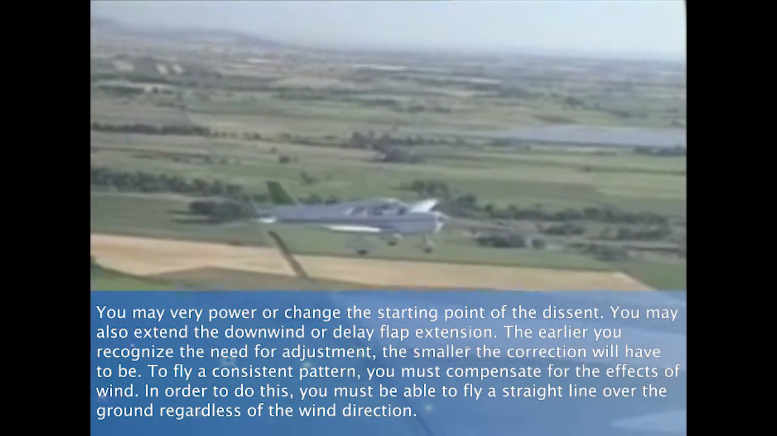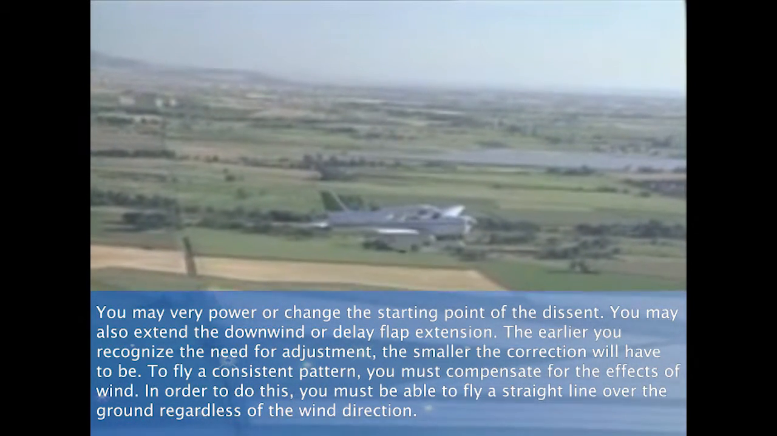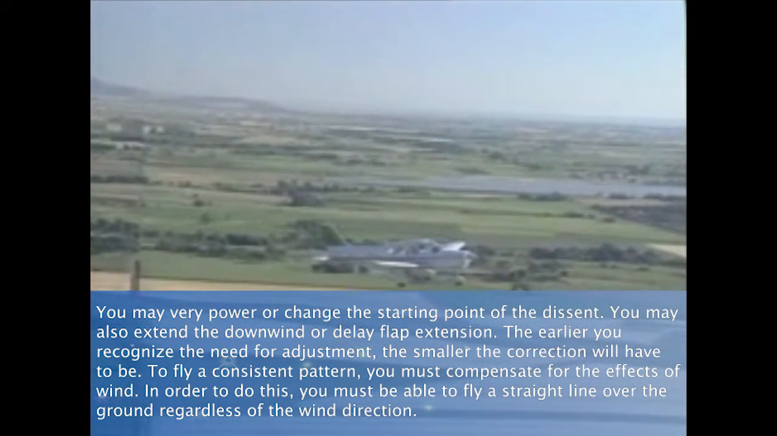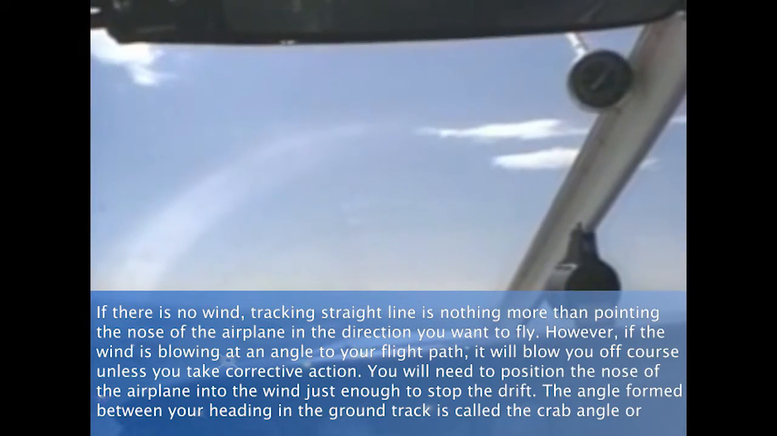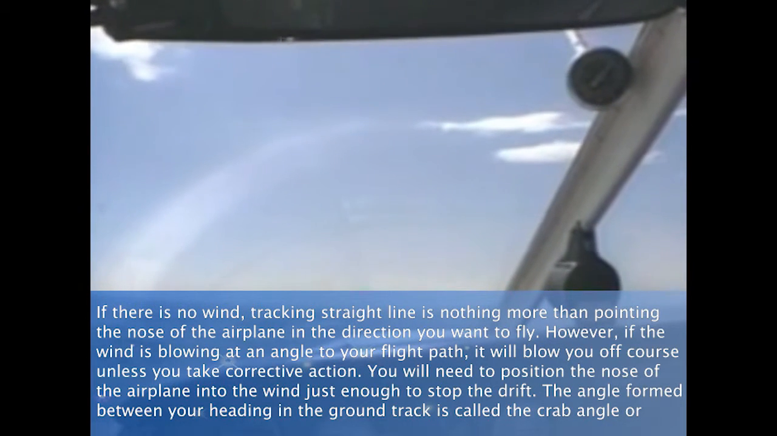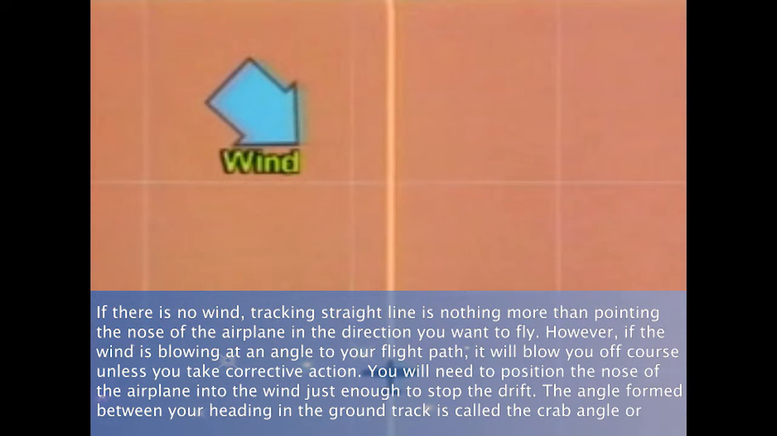To fly a consistent pattern, you must compensate for the effects of wind. In order to do this, you must be able to fly a straight line over the ground, regardless of the wind direction. If there is no wind, tracking a straight line is nothing more than pointing the nose of the airplane in the direction you want to fly.